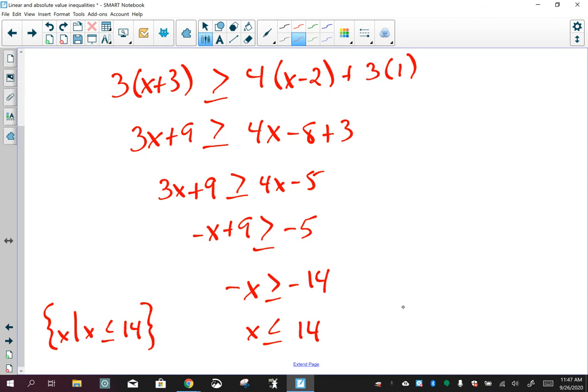And then interval notation, since my x is less than, I'm going from negative infinity, but in this case, I'm actually going to include the 14. So I'm going to end it there. All right. Hopefully that wasn't too bad for you. So let's move on.